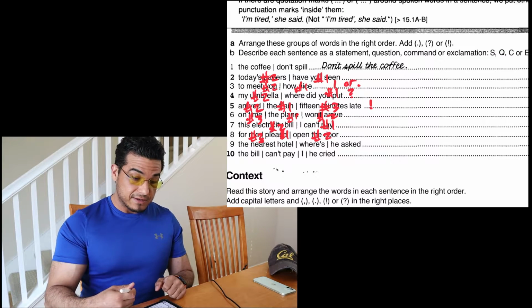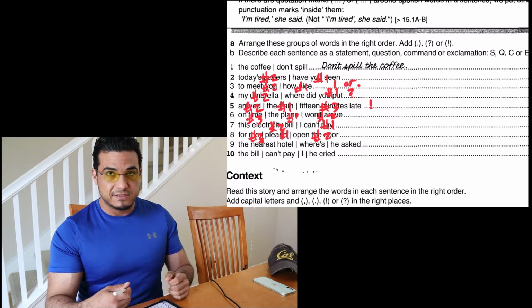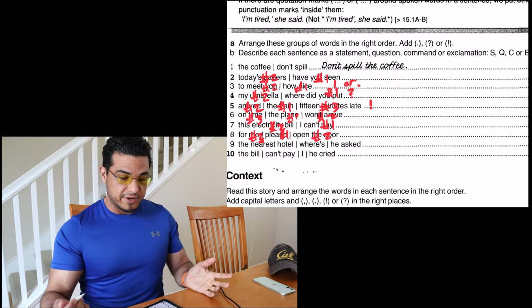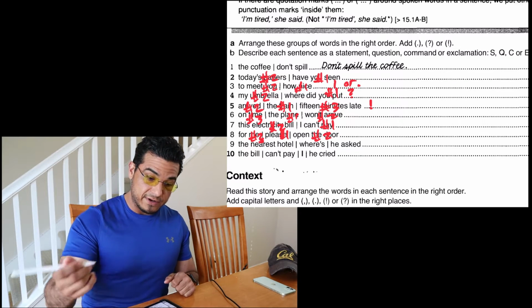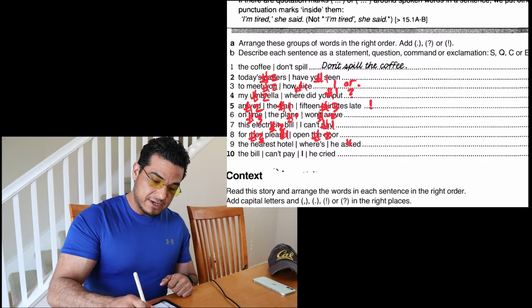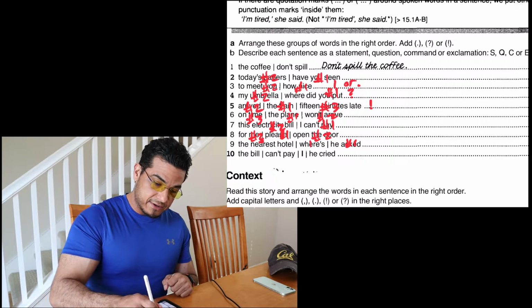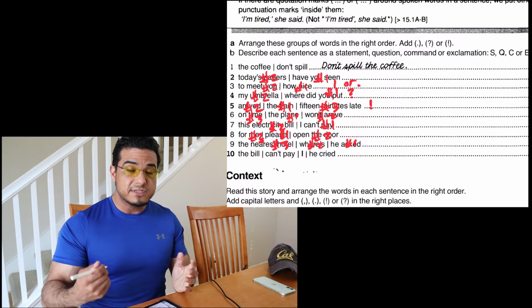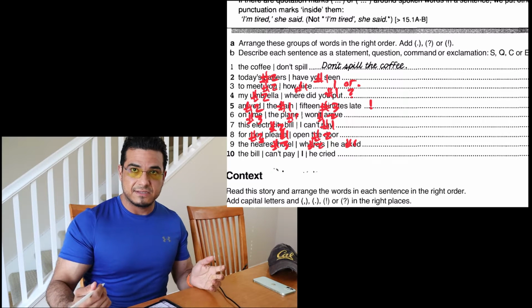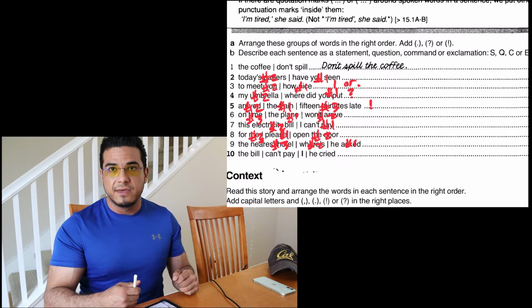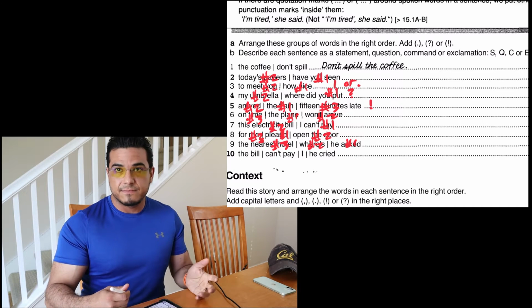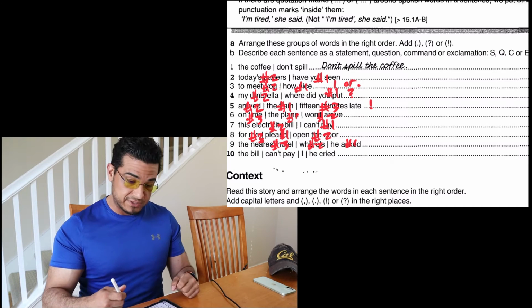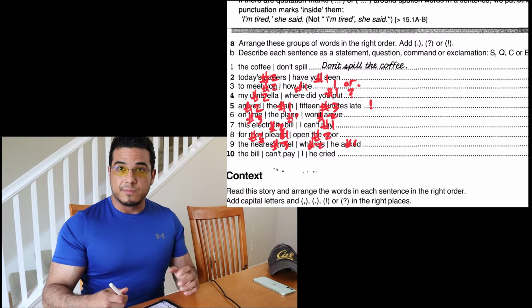Number nine, "the nearest hotel, where's he asked?" Should be "He asked, where's the nearest hotel?" Or "where is the nearest hotel?" It could also be "Where's the nearest hotel?" he asked, if you wanted to arrange it there. Either way, it's still the same information, and either arrangement would satisfy the requirement for a complete sentence.